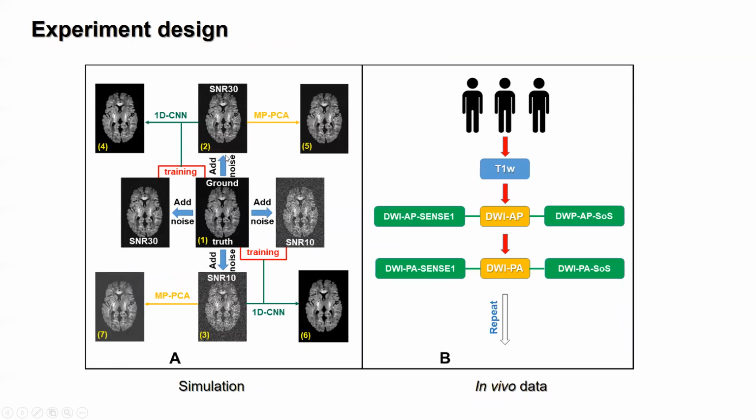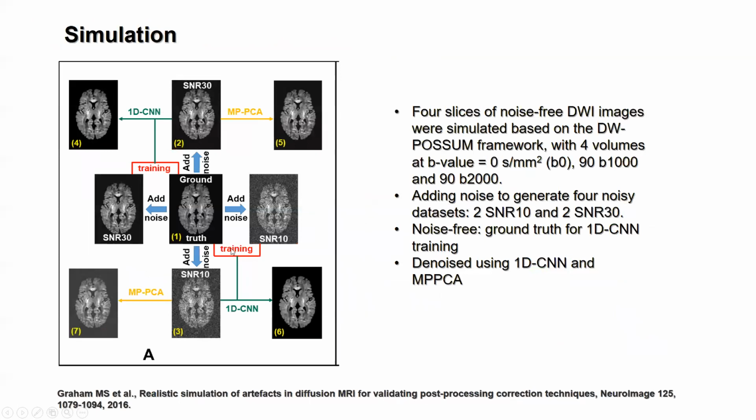To test this idea, we conducted two experiments. One is based on simulation, and the other is based on in vivo data. Here's the detail of the simulation. We first synthesized a noise-free DW dataset with 4 slices using the DWPoisson framework. The dataset consists of 4 b0 images, 90 b1000 images, and 90 b2000 images. Then we added noise to generate 4 noisy datasets. Two of them are with SNR 10 and two with SNR 30.